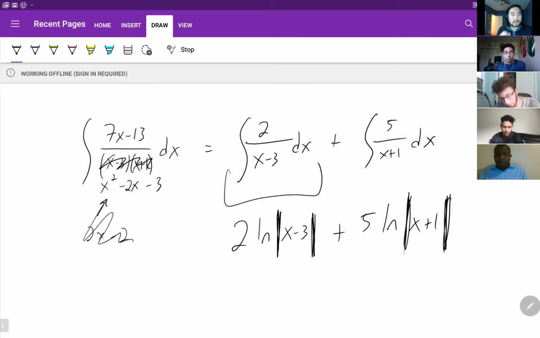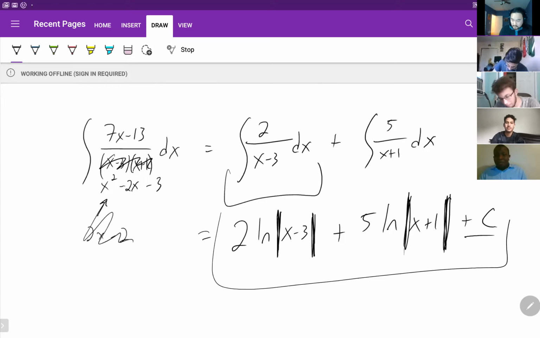I know a lot of you probably, your teachers didn't teach you why the absolute values are so important. It just, for the sake of time, it doesn't make sense if you don't put the absolute values on there. It doesn't cover all of the x values if you don't put that on there, right? And then, of course, we need our plus c. And look at that. We did it. We just integrated by partial fractions.